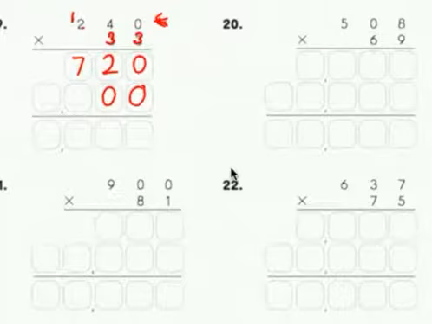3 times 4 is 12. I'm going to put the 2 here. I'm going to cross out this one and put another 1 here because it's the 2 and the 1 from the 12. 3 times 2 is 6, plus 1 is 7.